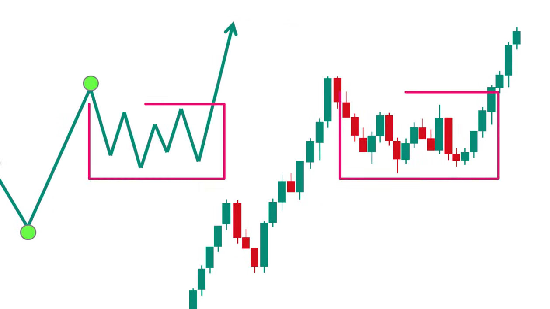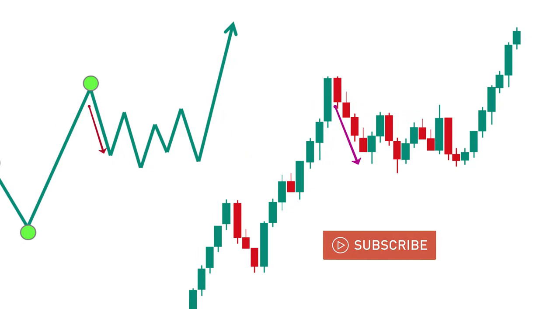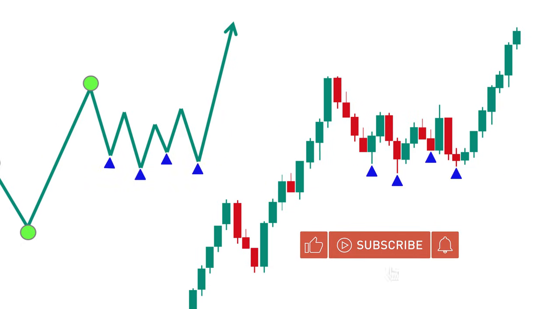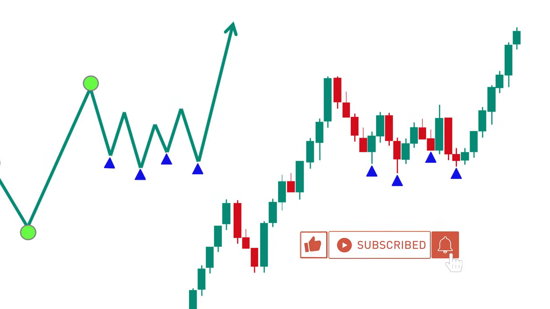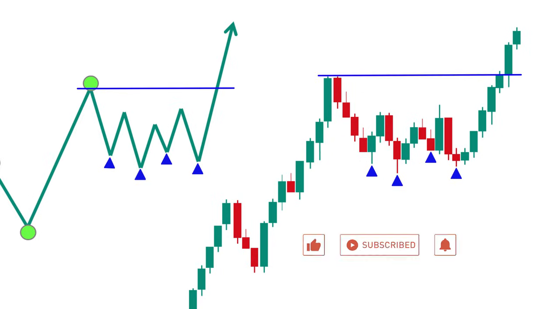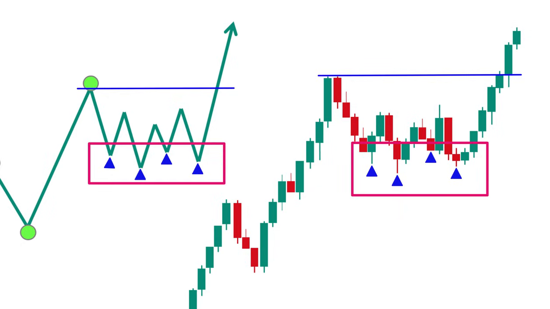Now let's focus on this area. After this impulse wave, the market retraced and made many smaller swings. This is sideways or ranged movement. Then finally, another impulse wave pushed the price and broke the higher high again. After this bullish impulse wave, we have to find the higher low in this area.